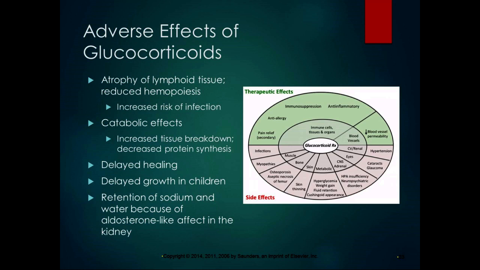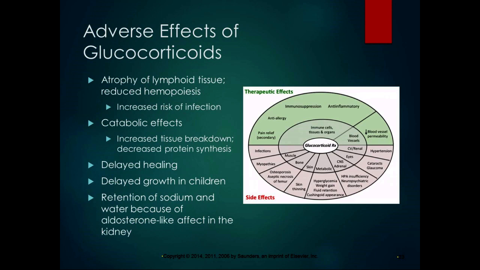So atrophy of lymphoid tissue and reduced hemopoiesis, and hemopoiesis is the production of new red blood cells, new blood cells in general. You have an increased risk of infection with glucocorticoids. So is it worth the anti-inflammatory response to get that? It also has catabolic effects, and catabolism is the breakdown part of metabolism. Anabolism is the buildup, catabolism is the breakdown, and those two together is metabolism. So you get decreased protein synthesis and increased tissue breakdown. That is a problem with glucocorticoids. Delayed healing because of that.